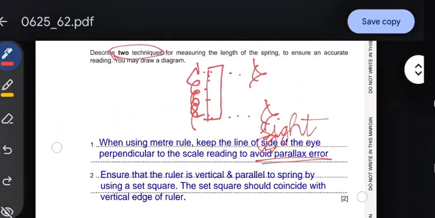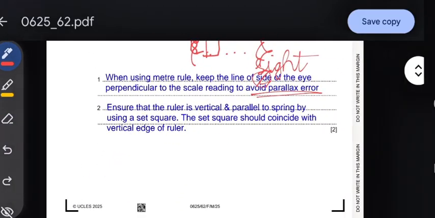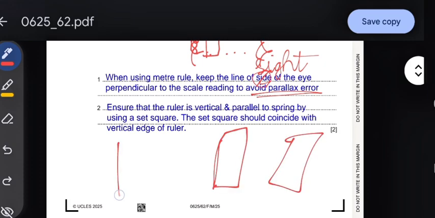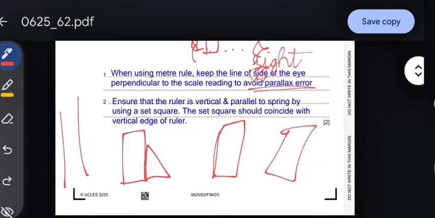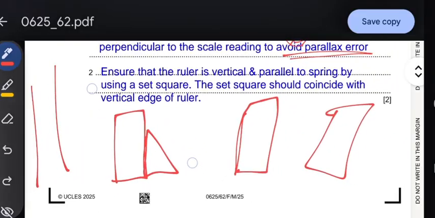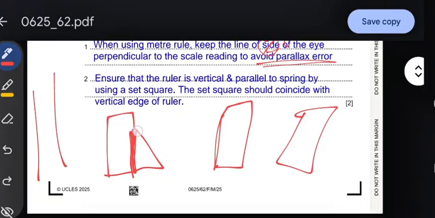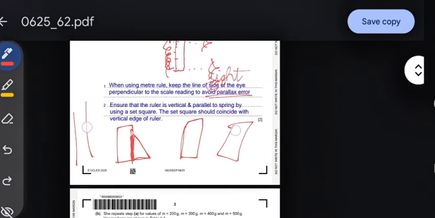Okay, ensure that the ruler is vertical. Of course, you need to make sure that the ruler is vertical, because the ruler can be tilted a bit, so it can give you an inaccurate reading. To make sure it is vertical, you will use a set square, and it should be parallel to the string. Parallel means two lines that never meet. You all must be knowing this. So use a set square. The set square should coincide with the vertical edge of the rule. That shows the rule is vertical.